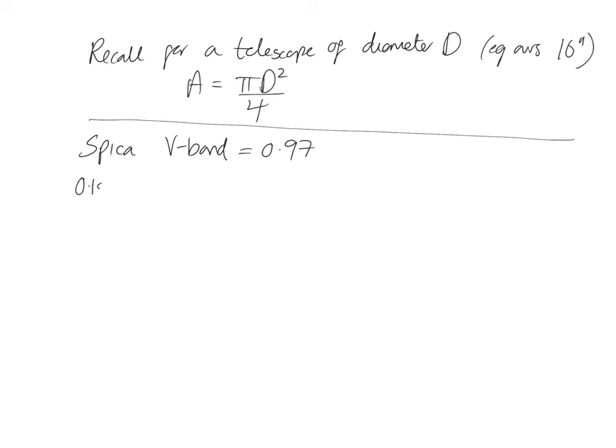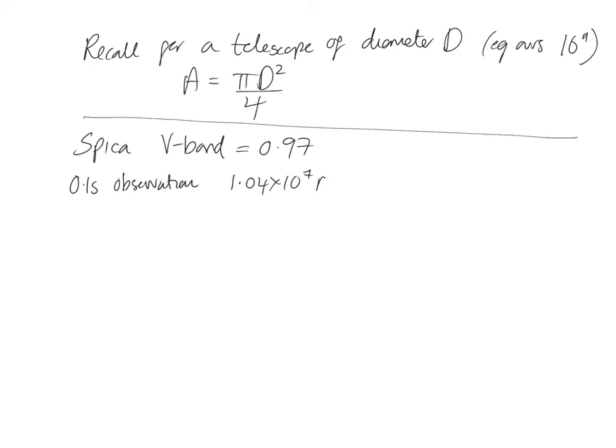In my 0.1 second observation, I recorded 1.04 times 10 to the 7 ADU. That means in 1 second, I get 1.04 times 10 to the 8 ADU. Whoops. That's not ADU. Well, anyway. Sorry. ADU. Okay.